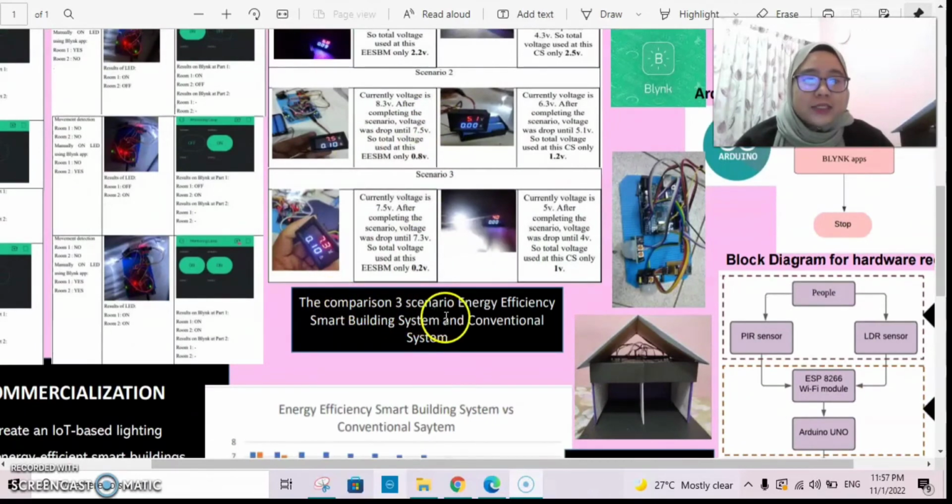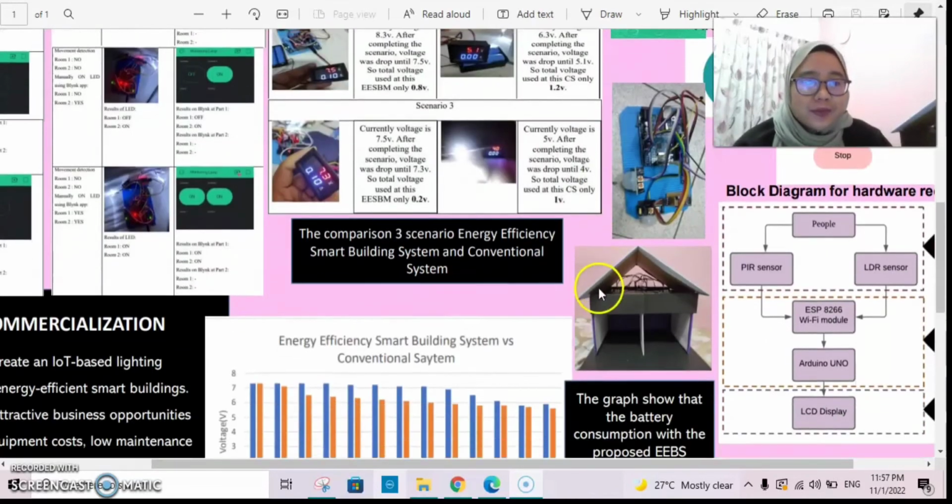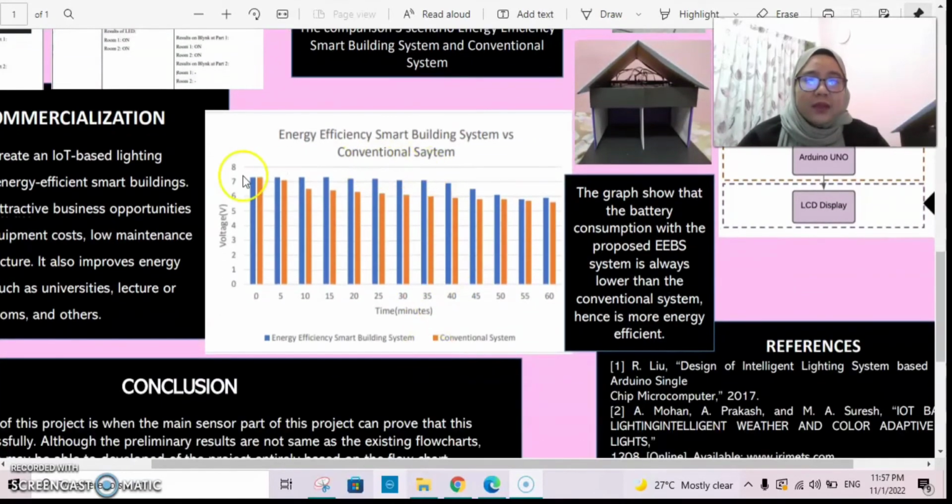This is the comparison of the third scenario between the energy efficiency smart building system and the conventional system. And this graph shows that the battery consumption of the proposed IoT-based system is always lower than the conventional system. It is more energy efficient.